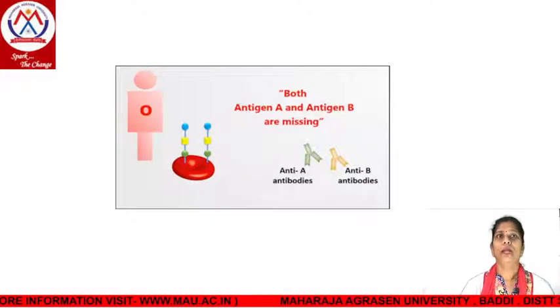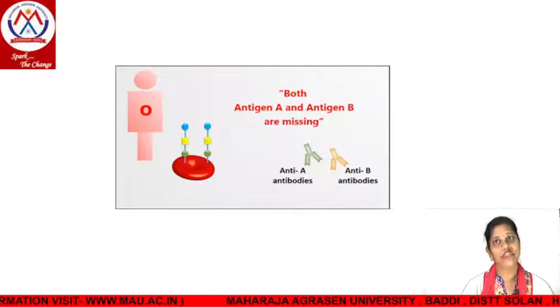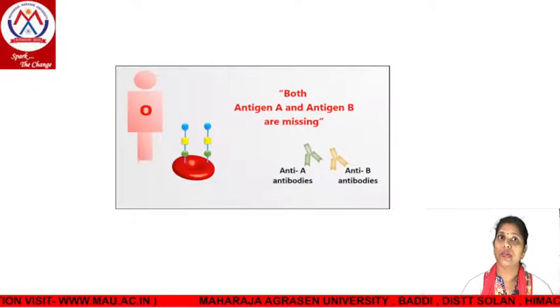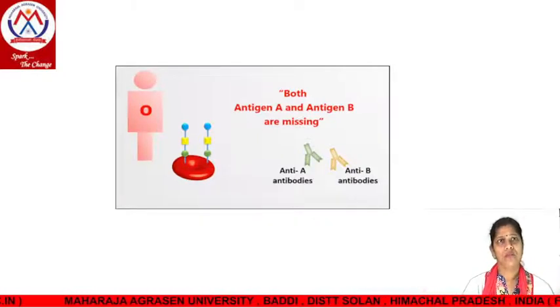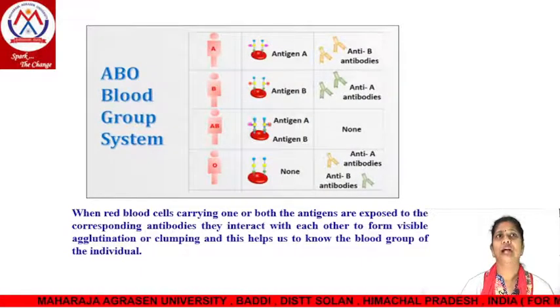In the O blood group, you can see no side chains are present, neither antigen A nor antigen B. So, in this case, the immune system will produce both the antibodies, antibody A as well as antibody B, right. So, this is the chart showing the summary of the ABO blood group system.